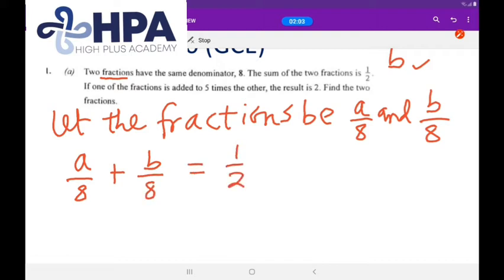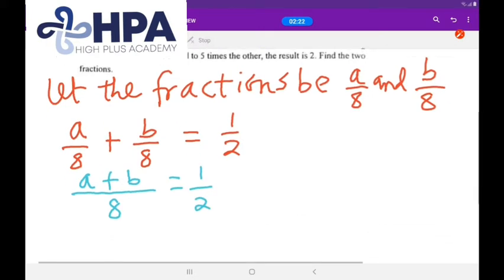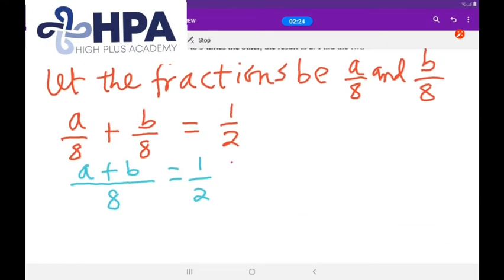Now, we can form equation 1 from here. How? The LCM here is 8. 8 goes in 8, you get 1 times A. 8 goes in 8, you get 1 times B. I assume that you can now solve fractions very well. You know the LCM, how to solve LCM. So in this case, if you cross multiply, that becomes 2 times A, that becomes 2A plus 2B equals to 8 times 1, and that is 8.